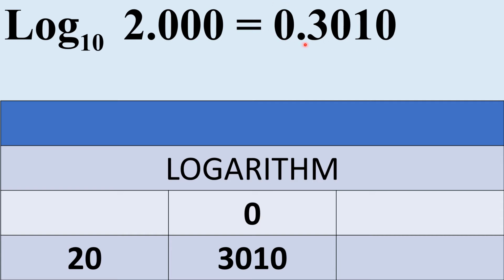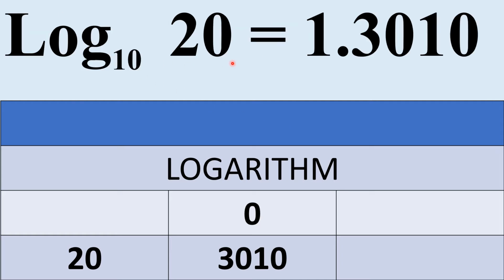And how to write the mantissa 3010? In front of 20, so this decimal you have to ignore. In front of 20 under the column 0 in the logbook. Here below you can see, in front of 20 under the column 0 in the logbook, 3010 is written. So that 3010 you have to write after the decimal, that becomes the mantissa. Thus value of log 2 is 0.3010.